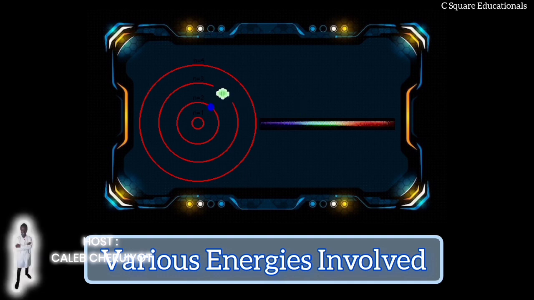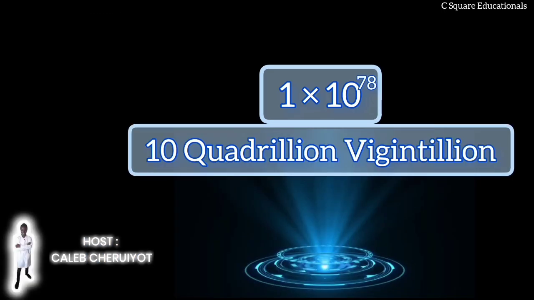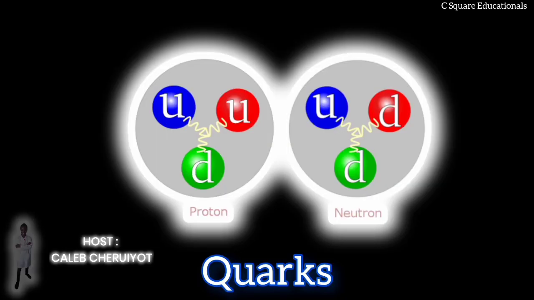Everything around us is composed of atoms. All the matter in the observable universe is estimated to contain more than 10 quadrillion quintillion atoms. This number is 1 followed by 78 zeros. Atoms are tiny particles consisting of electrons, protons and neutrons, which are in turn made up of quarks.